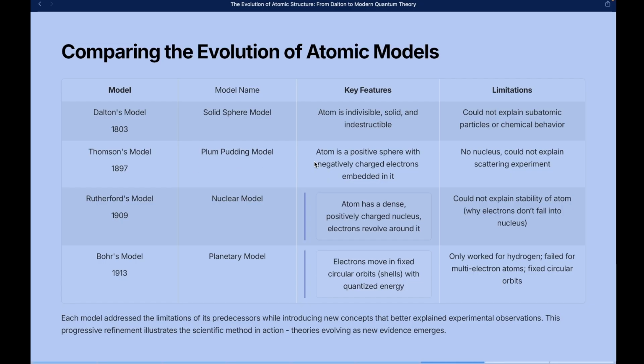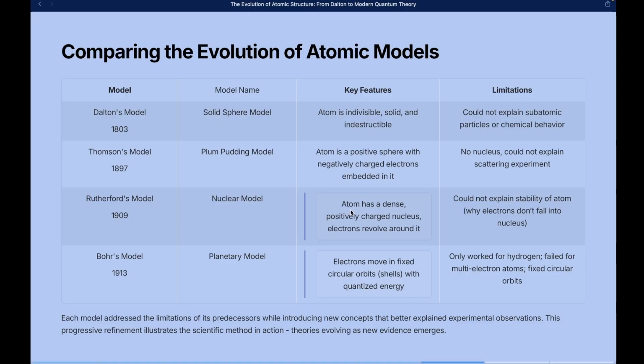The next improved model was Thomson's model, which is also called the plum pudding model or watermelon model. This model explained that the atom is a positive sphere with negatively charged electrons embedded in it. That's why this model is also called the plum pudding model. But it could not explain the scattering experiment of Rutherford, and it could not explain the nucleus of an atom.